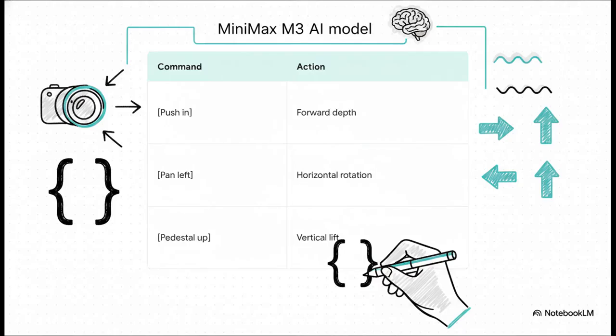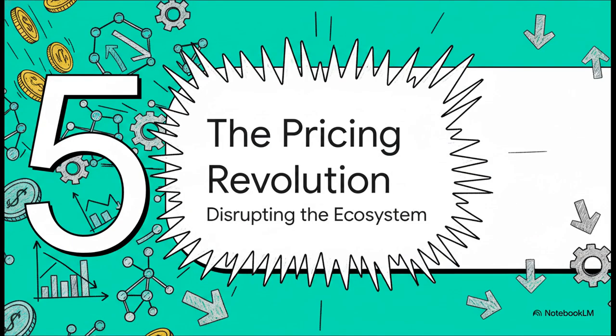What's absolutely brilliant here is the control system. Developers don't have to rely on vague prompting and crossing their fingers. You can input natural language camera commands directly into your prompt using brackets. Want a tracking shot? Just type in push in for forward depth. You can combine commands like pan left and pedestal up to precisely direct the cinematic movement of the AI camera. It is incredibly intuitive. All right, let's pivot to Part 5, the pricing revolution.